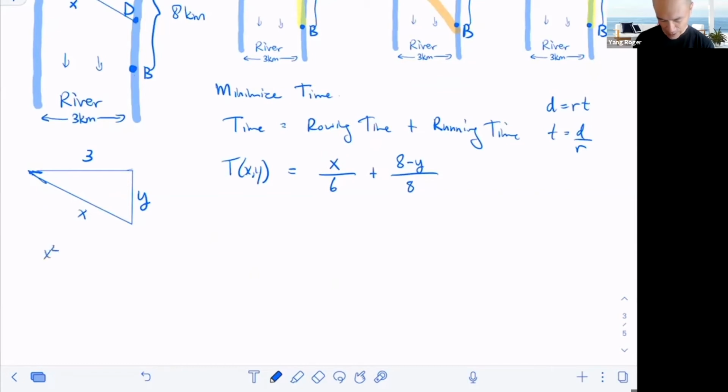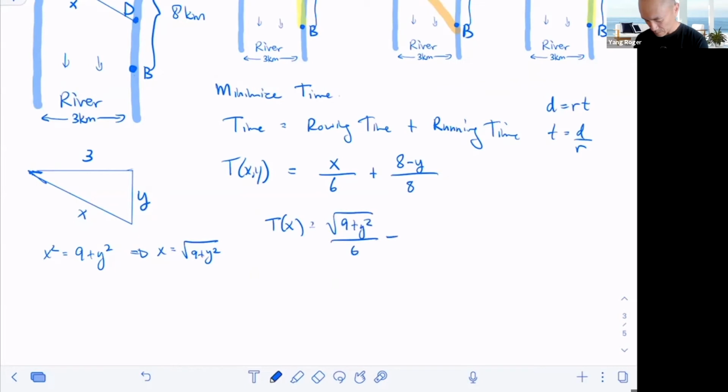So we know that x squared is equal to 9 plus y squared. Okay. So this means that x is equal to the square root of 9 plus y squared. So in the end, we're going to get that our time in terms of y is going to be the square root of 9 plus y squared over 6, plus 8 minus y over 8.